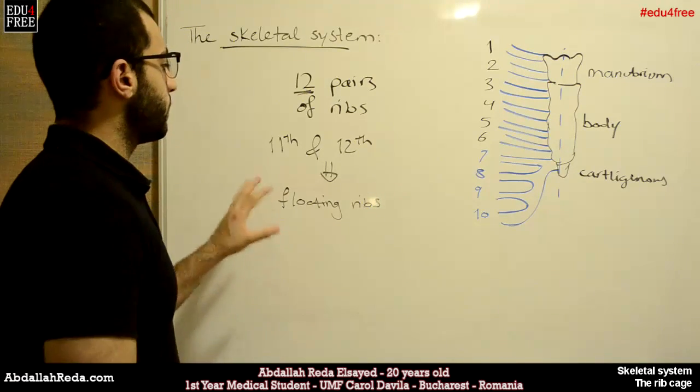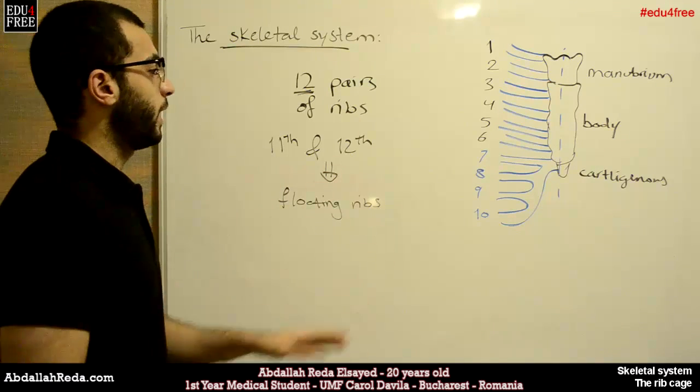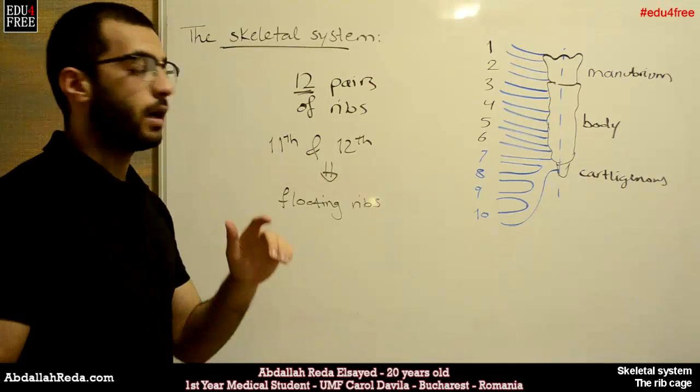So this is a brief description of the rib cage. Next we're going to talk about the upper limb.